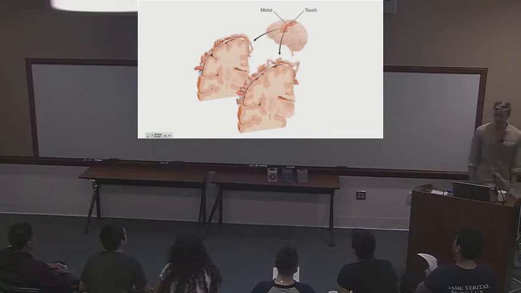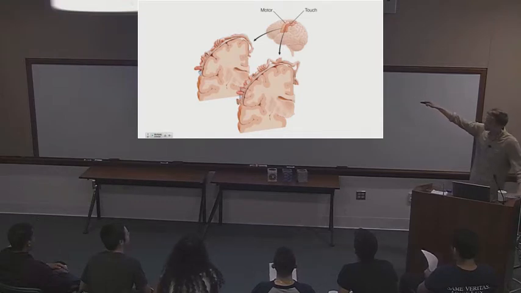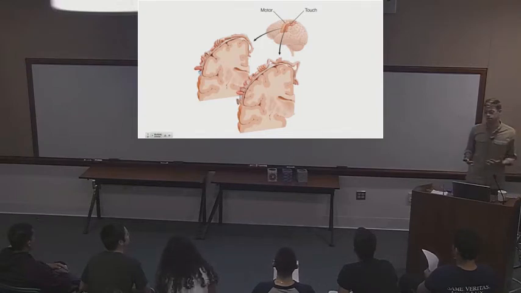Well, in fact, all the body parts are disproportional. For example, we can say that the face is bigger than the belly, or the tongue is bigger than the foot. And it's because these parts are more sensitive in our body.